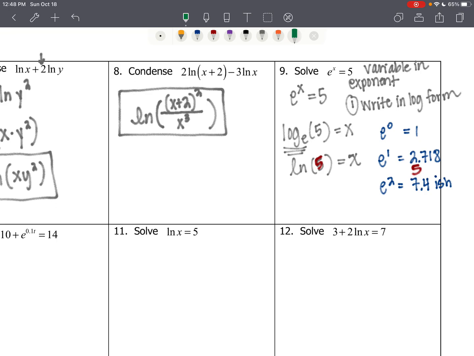And if we put this into our calculator, you can check it out. If you put it into your calculator, you'll see that x equals the natural log of 5, which is approximately 1.609.